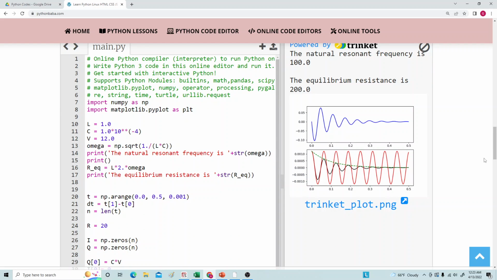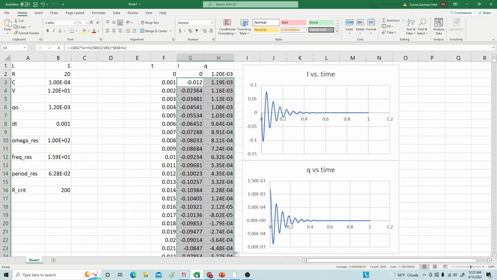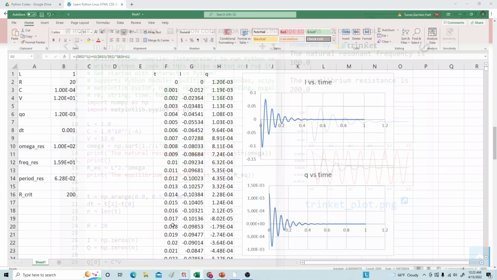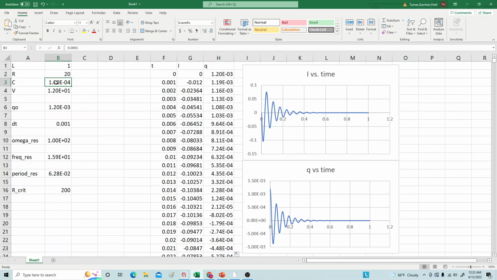Okay, so sure enough, right? And first things first, the code, 1 times 10 to the negative 4. Oh, yes. Okay. So I wanted to make sure the values were agreeing.